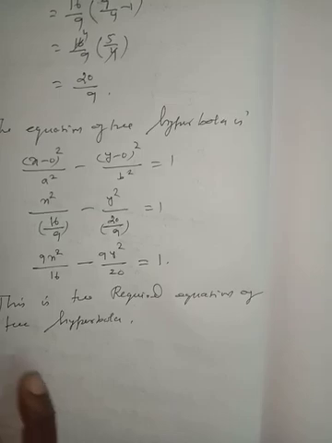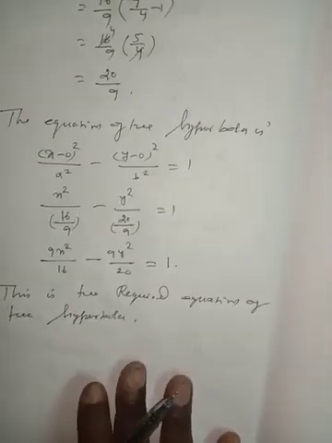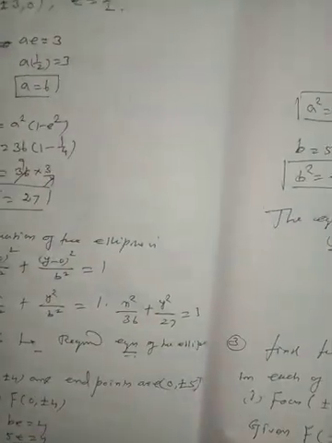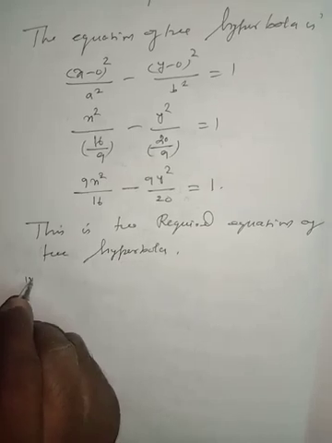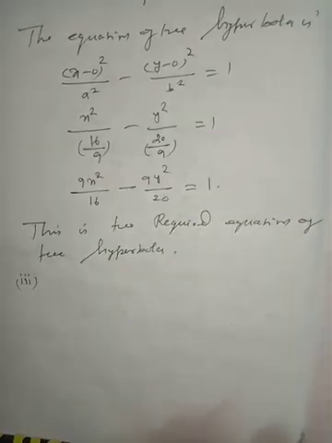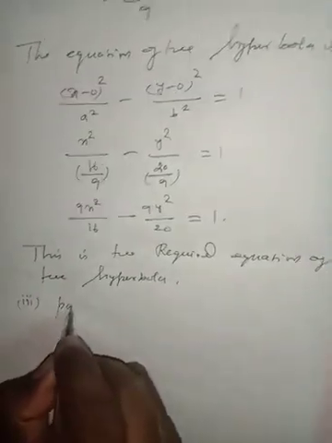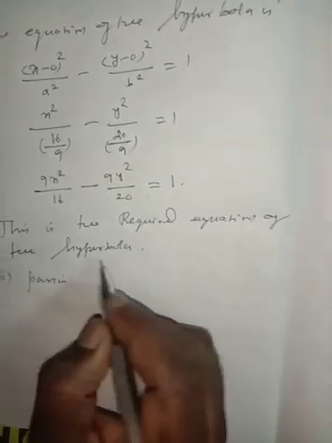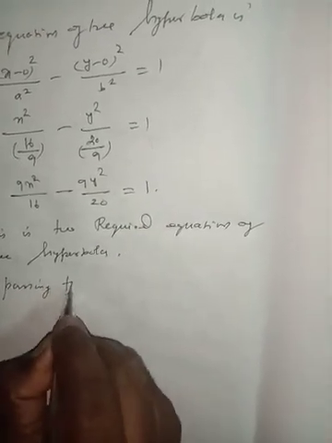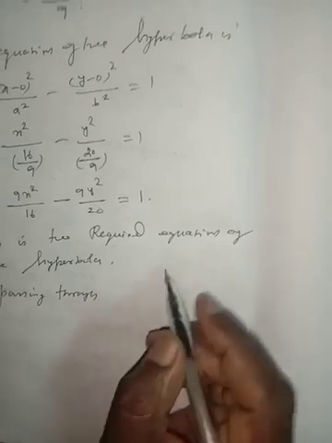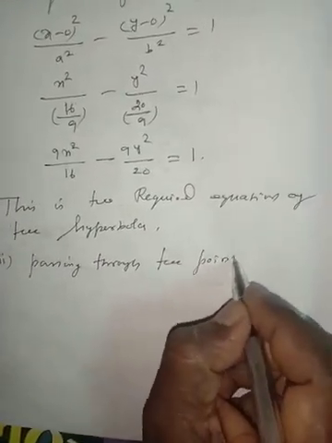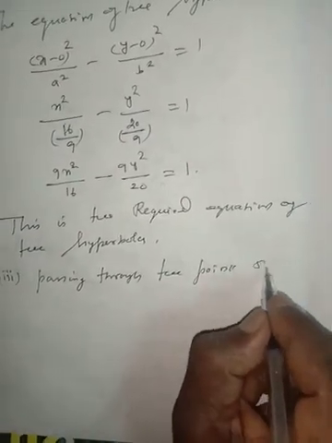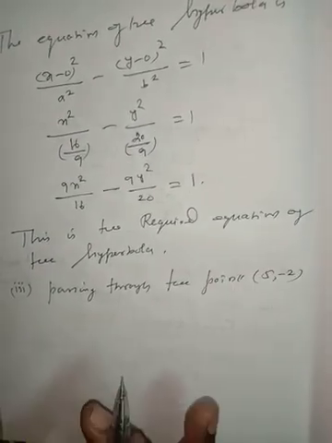Next, this is subdivision number 3. Passing through the point 5, minus 2.